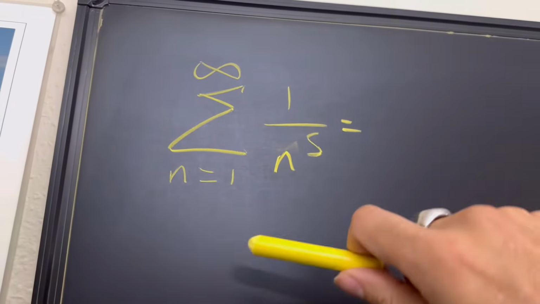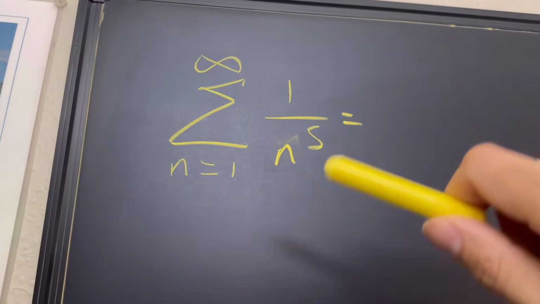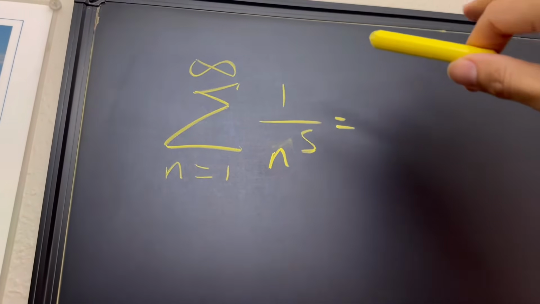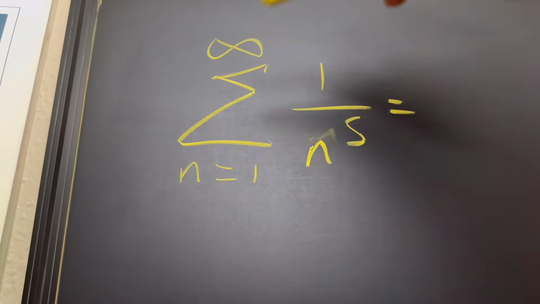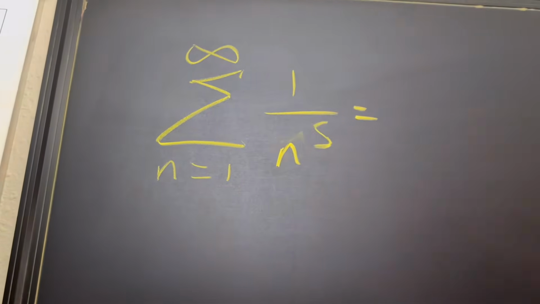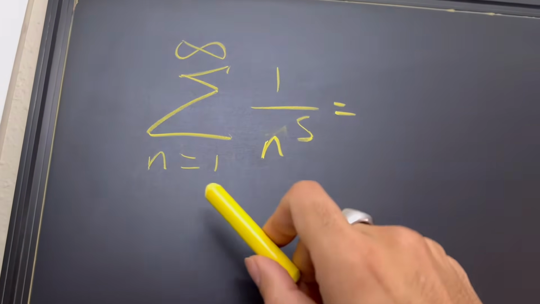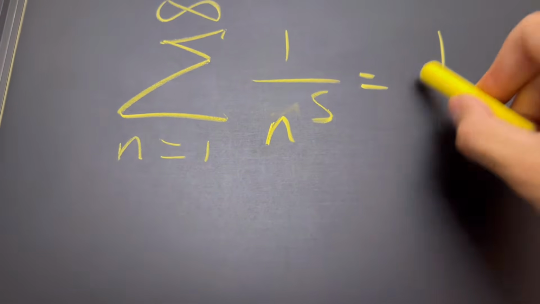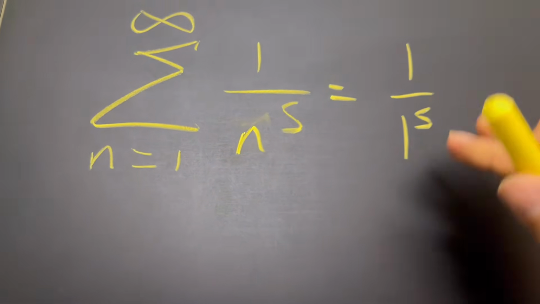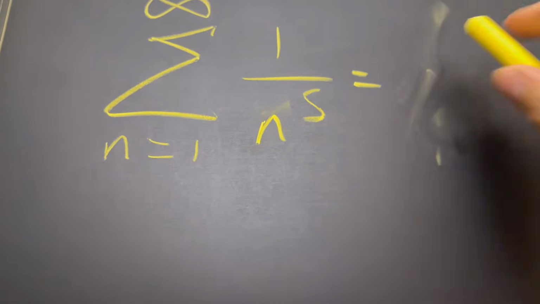You have a sum from 1 to infinity of 1 over n to the power of s. Now, Euler didn't write it this way, but he did introduce sigma notation later on, so this is how we're going to keep it. But what does this mean? Let's say we start off with 1. Well, we have 1 over 1 to the power of s, which is just 1 over 1. So I'm just going to write that as 1.